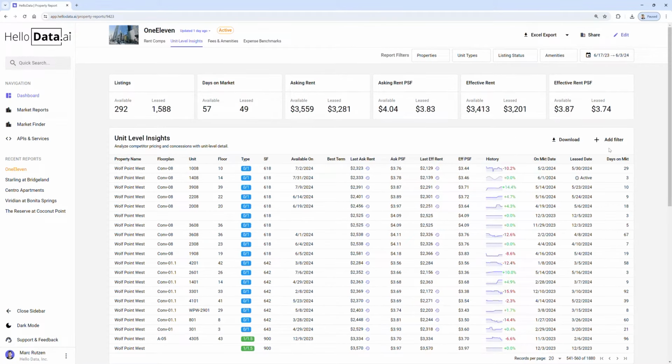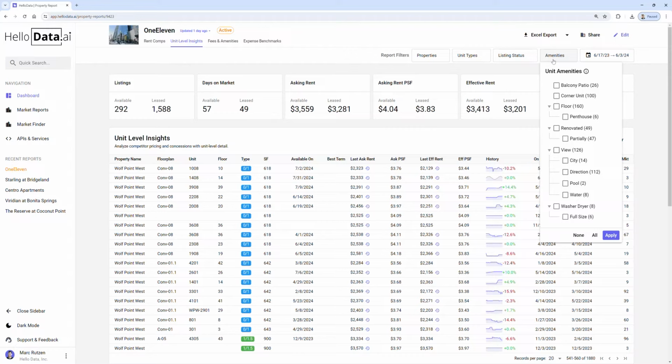Now, this is a good time to note, in addition to all the filters that you have here for this table, you do have a global filter for amenities at the top of the interface. What we do here, we get straight from the property website, and from the images of the floor plans themselves, we detect which amenities and attributes are present for each individual unit. These are at the unit level. And if a unit has a balcony or patio, or is a corner unit, or is a penthouse, or has been recently renovated, we're going to allow you to filter that data using this dropdown.